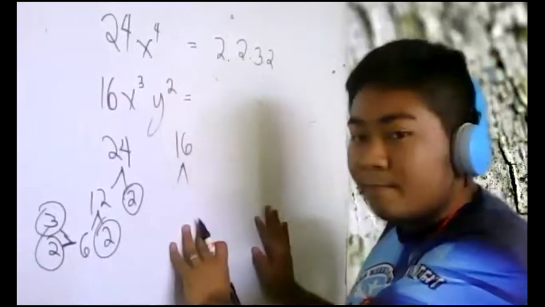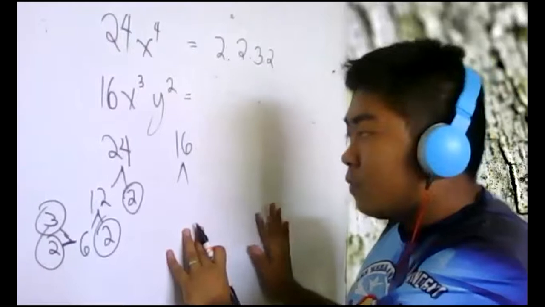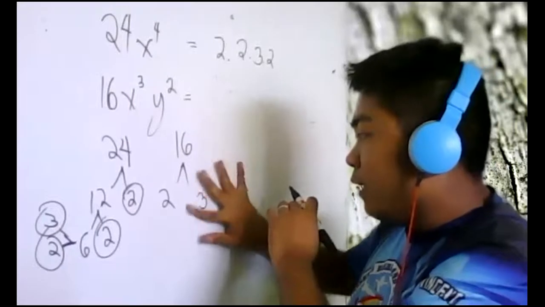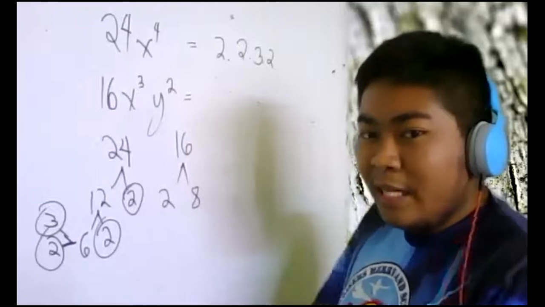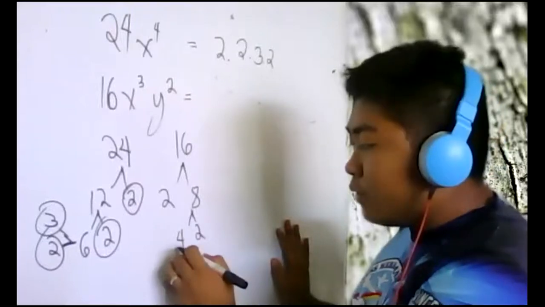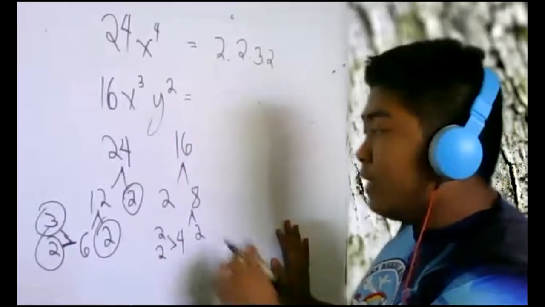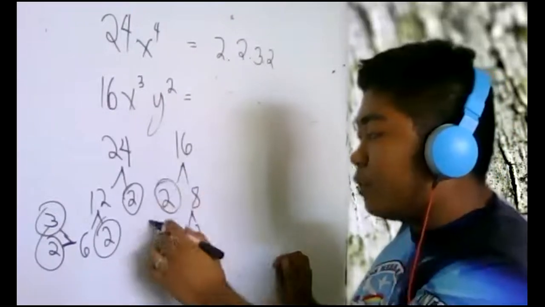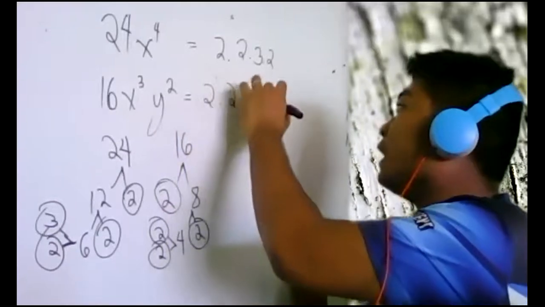How about si 16? 2 times 8. Tama? 2 times 8 is 16. And the factor of 8 also is 4 times 2. And we also have 4 can be factored out into 2 times 2. Then write all the factored numbers or prime numbers. We have 2, 2, 2, and 2. Therefore, 2 times 2 times 2 times 2.